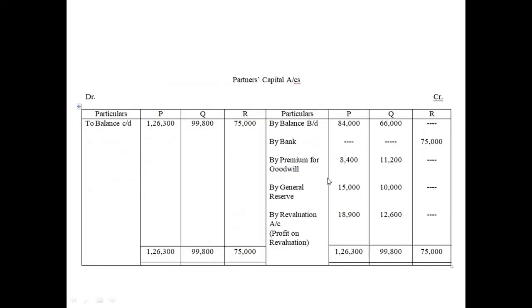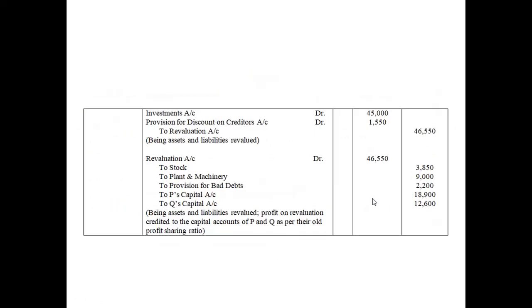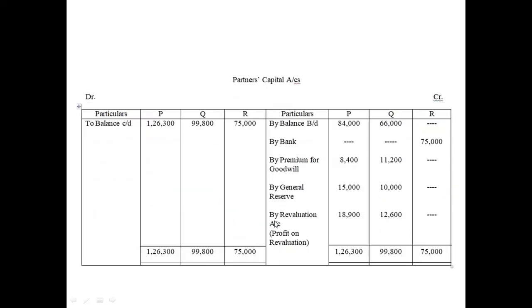Okay. Similarly, the general reserve will also be credited. You can refer the journal entry again. Okay. And for this profit, you can see here that P and Q's capital account are credited with this amount 18,900 and 12,600. Okay. So this is actually profit on revaluation. Okay. So you do the total of all these items. Okay, and you write it here. This will be the balance c/d. Okay, this is a very simple partners capital account. There is no such adjustment here.